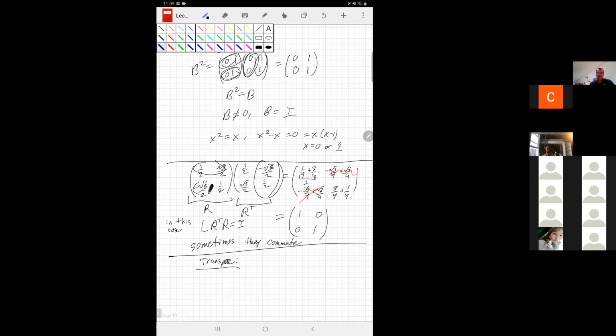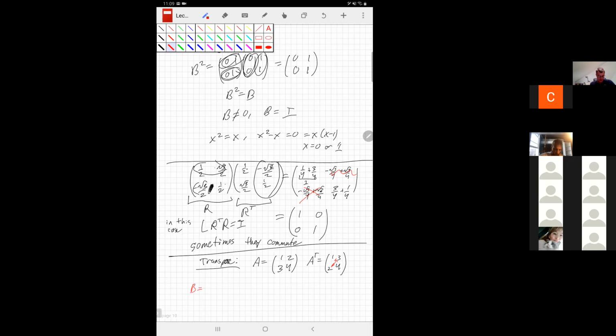Transpose means that you flip it around diagonally. If A was equal to 1, 2, 3, 4, A transpose would be 1, 3, 2, 4, meaning that you just swapped things across the diagonal.